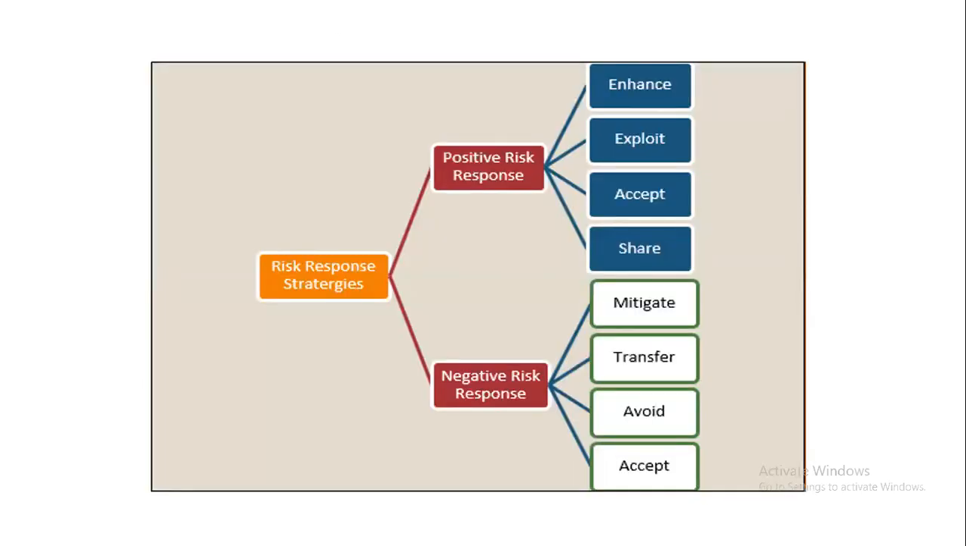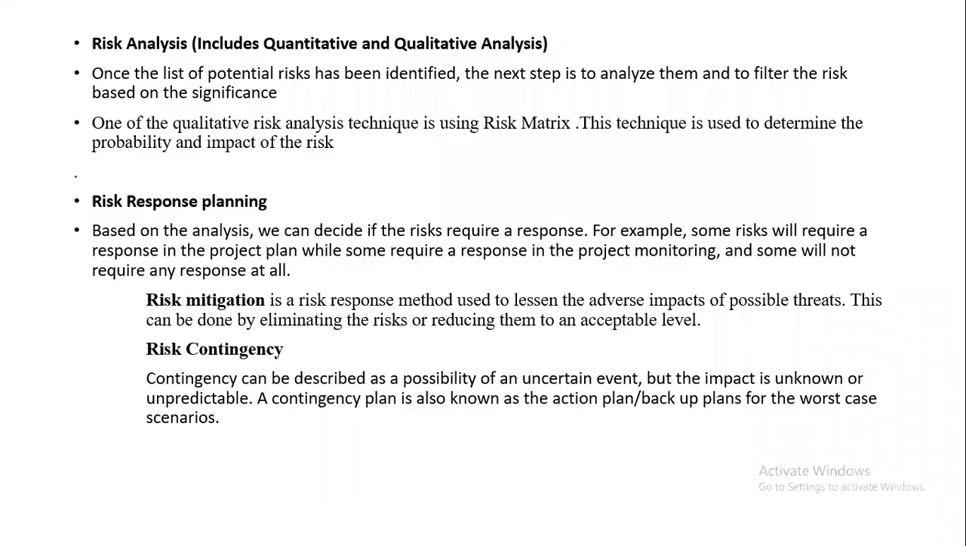You can see here a diagram representing risk response strategies. One is the positive risk response, the other is the negative risk response. In positive risk response, we have different criteria: enhance, exploit, accept, and share. Whereas in negative, we have mitigate, transfer, avoid, and accept. Whenever it is a good positive risk, we enhance it, accept it, share it. If it is a negative risk, which is not intended, then we try to mitigate it, that means eliminate it. Otherwise, we transfer it somewhere or avoid it. So this is the risk response strategy.